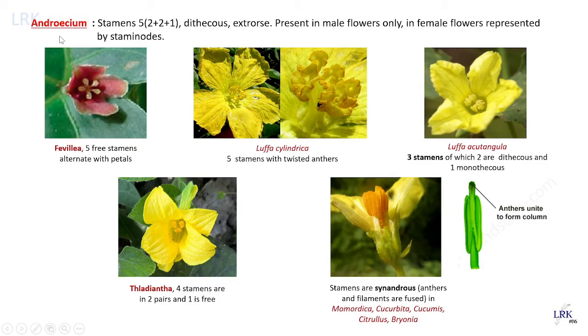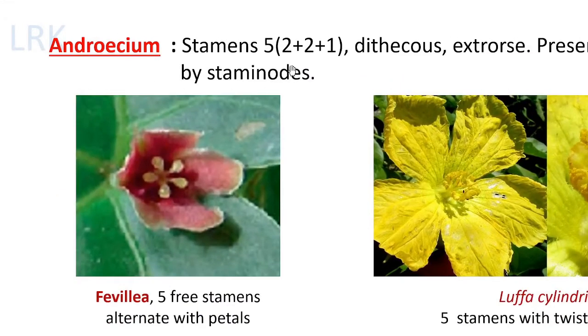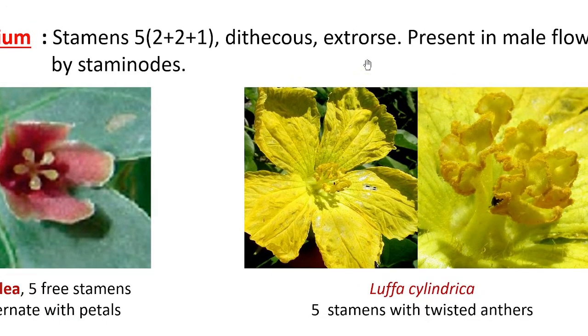Coming to the third whorl, the essential organs of a flower, the androecium. Stamens are 5 in number, and these are arranged in a 2 plus 2 plus 1 condition. These stamens are dithecous. They are extrorse. Extrorse means away from the center. When they dehisce, they liberate the pollen grains outside the flower. So these stamens are dithecous.